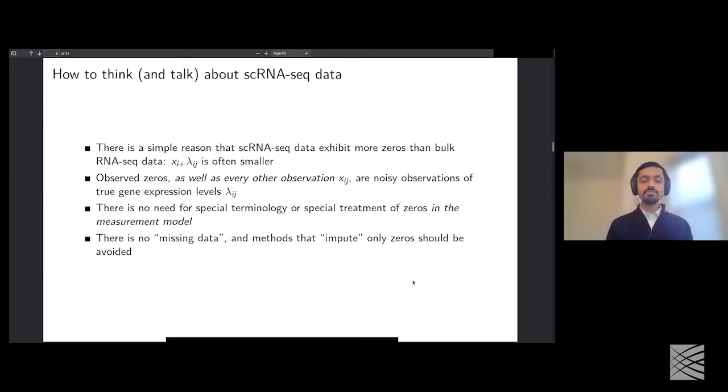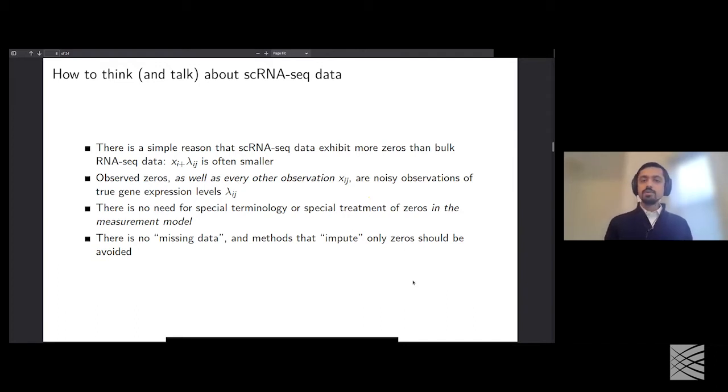As I was mentioning in the previous slide, there's not an extra zero generating mechanism. It's simply the case that all of the zeros that we observed, and all of the ones and twos and every other observation, are noisy observations of the true gene expression levels lambda. And here, noisy specifically means Poisson noise.